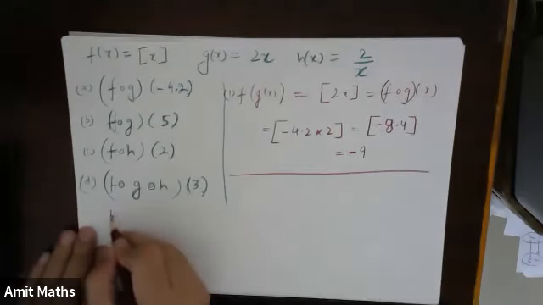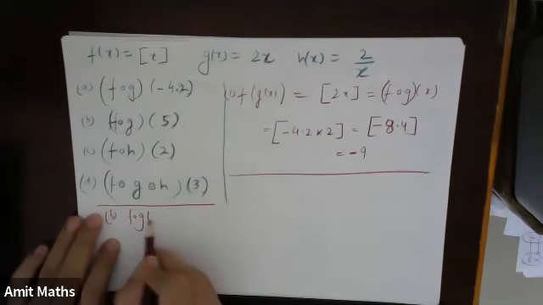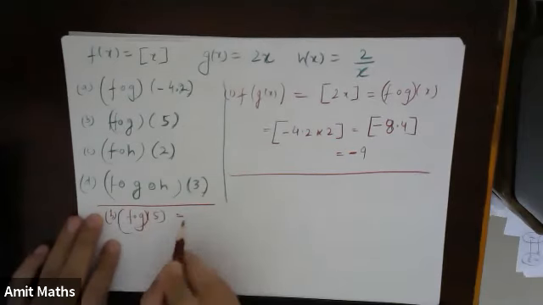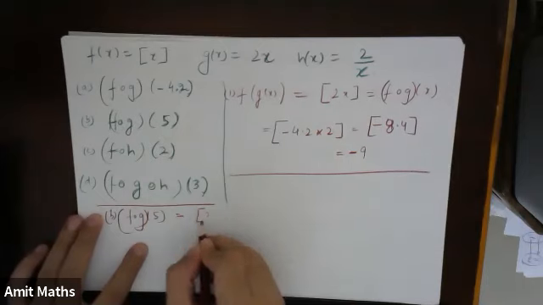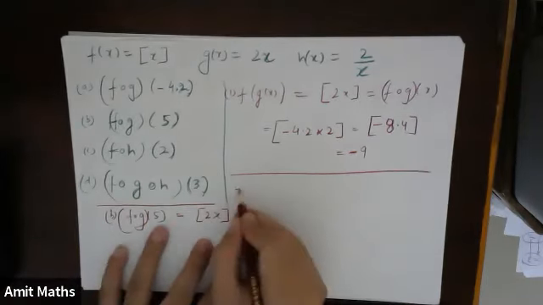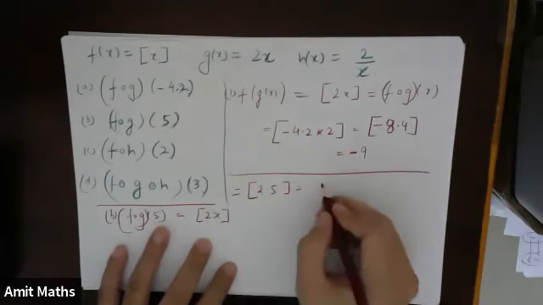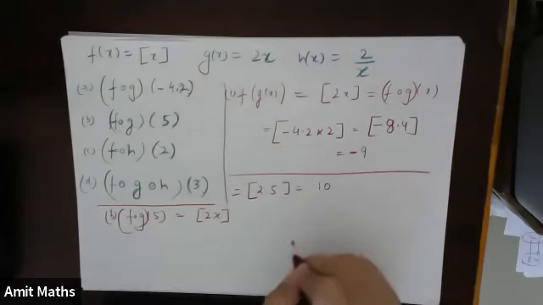Second one, or B: f o g of 5. We have already seen f o g is greatest integer of 2x. So that means greatest integer of 2 into 5. So this is greatest integer of 10. So that means this is understood.